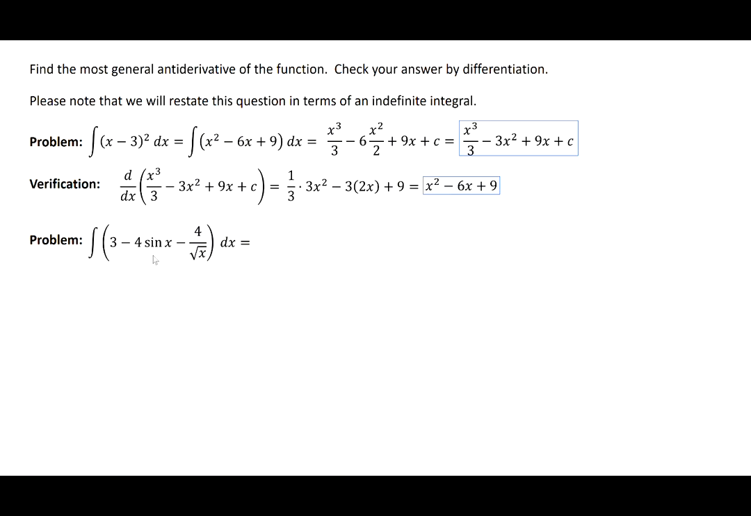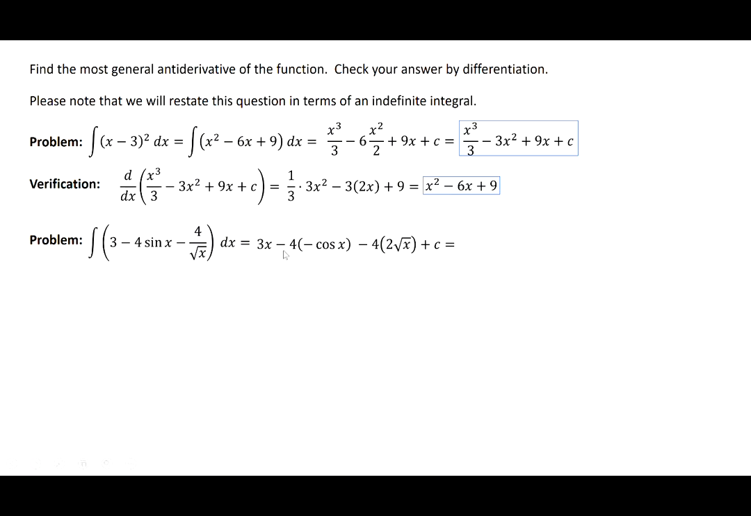Is that true? 1 over square root of x is nothing but x to the negative 1/2. Is that in the form of the integral of x to the n dx? Yeah, n happens to be -1/2. So the integral of x to the n is x to the n plus 1 over n plus 1. So the integral of x to the -1/2 should be x to the -1/2 plus 1 over -1/2 plus 1. That's all there is to it.